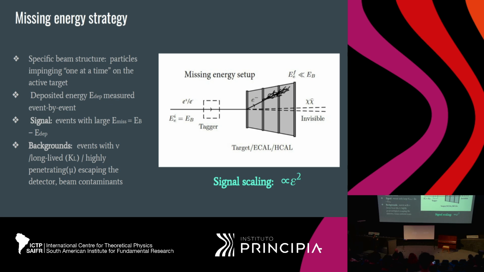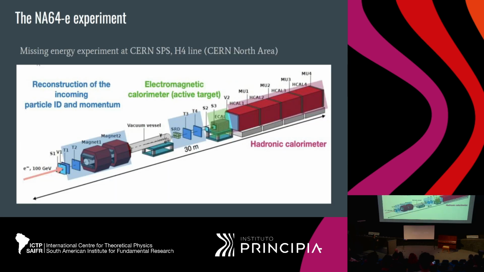So, many challenges to face, and up to now in the world, the only experiment that is using this technique to search for light dark matter is NA64, which is an experiment using the SPS electron beam at the CERN H4 line. The experiment is located in the north area of CERN, and from this, the not so fancy name NA64.